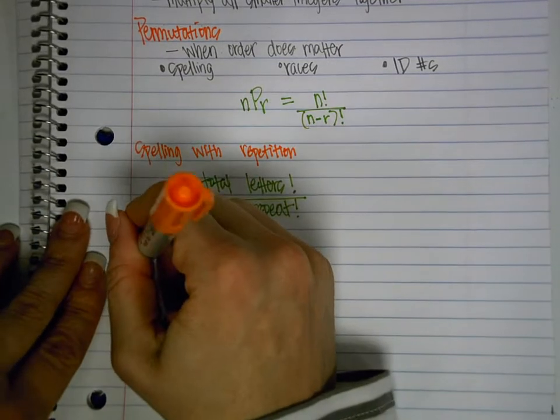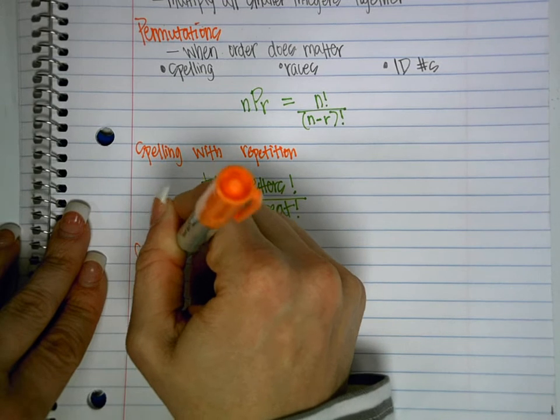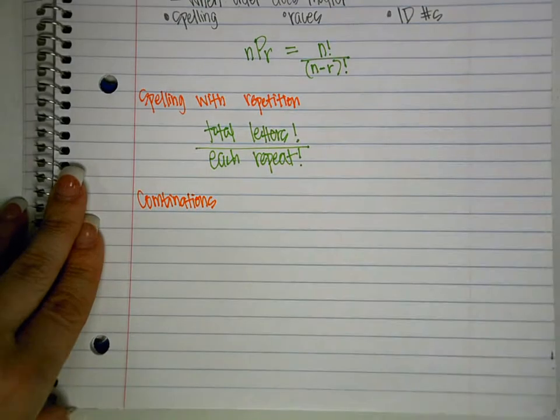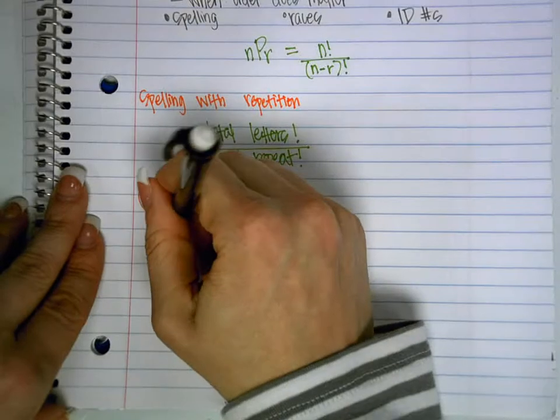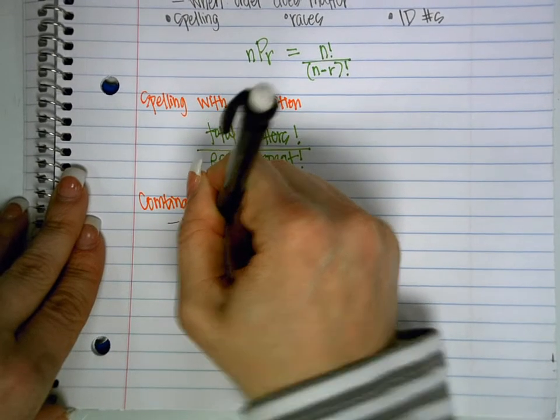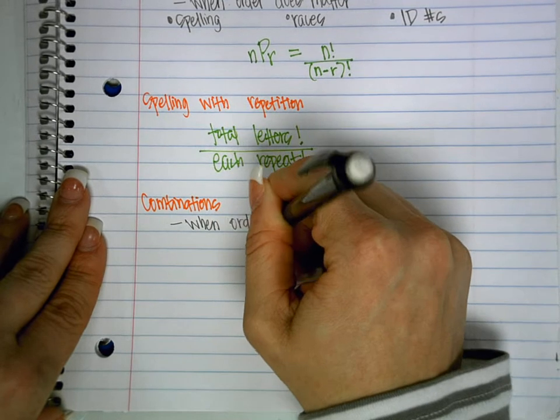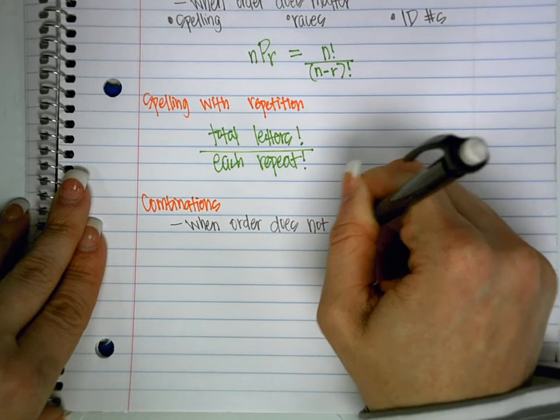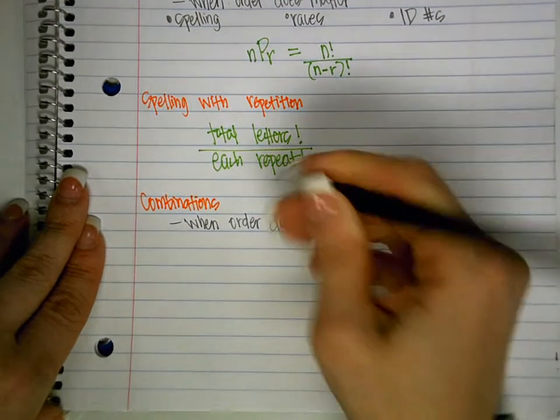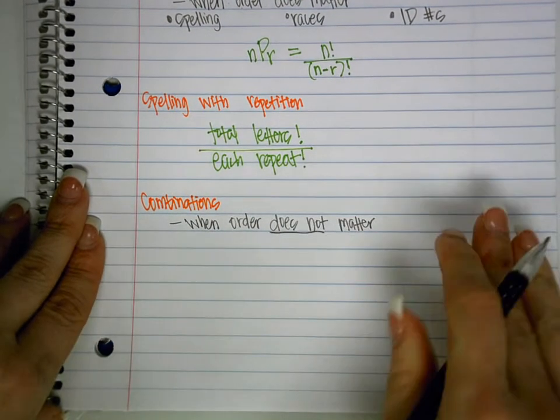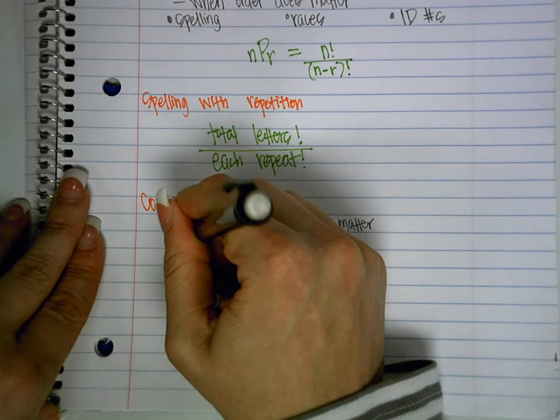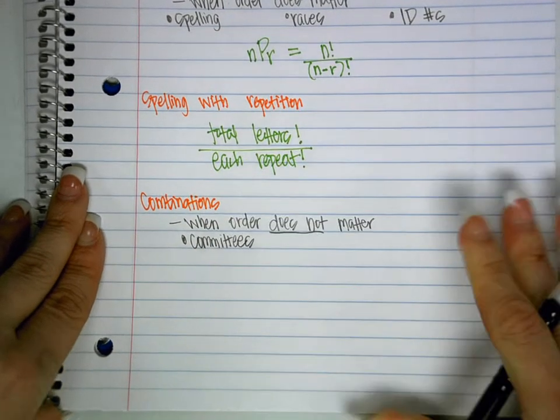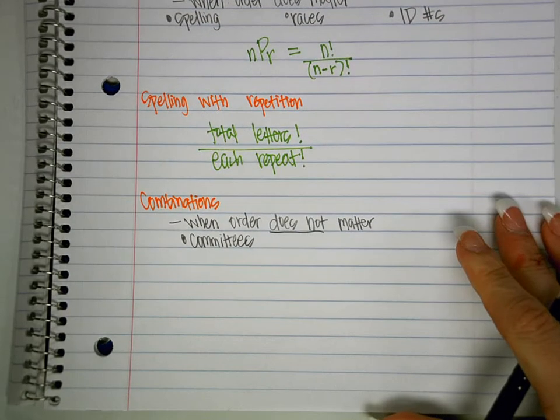Next, we went into combinations. When should I use combinations? When order does not matter. An example of when you use combinations is commonly when you're forming a committee. That's the most likely time when we use them.